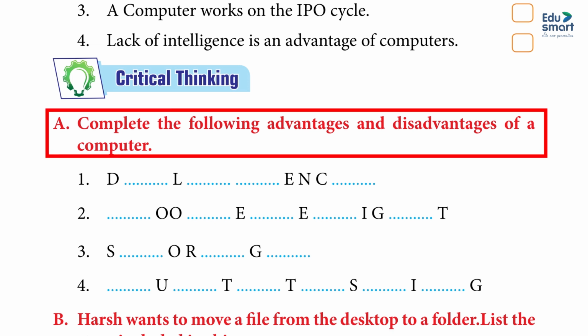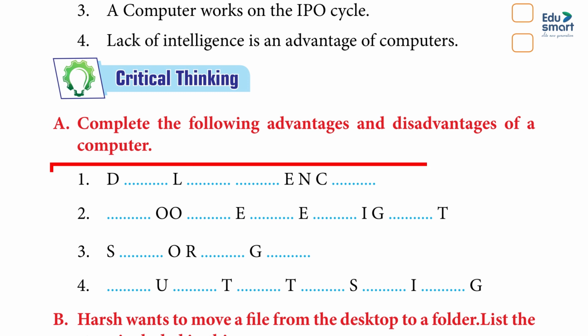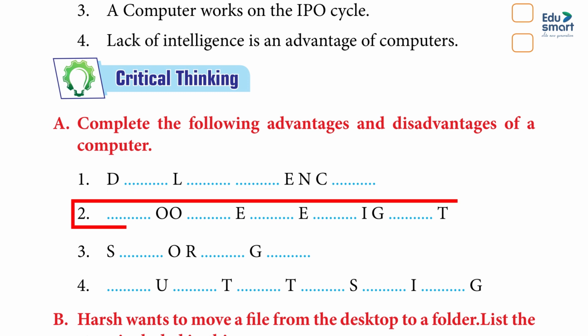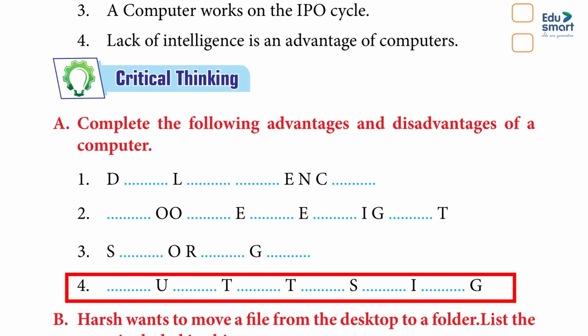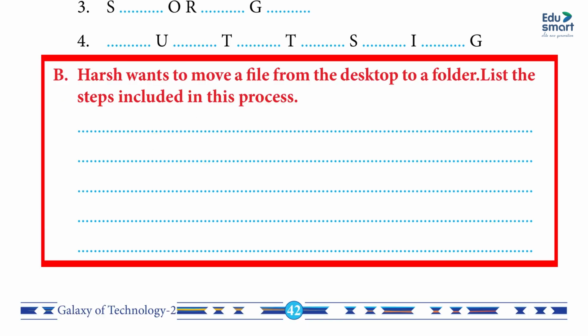Critical thinking. A. Complete the following advantage and disadvantages of a computer. Answer: 1. Diligence. 2. Poor eyesight. 3. Storage. 4. Multitasking. B. Harsh wants to move a file from the desktop to a folder. List the steps included in the process. Answer: do it yourself.